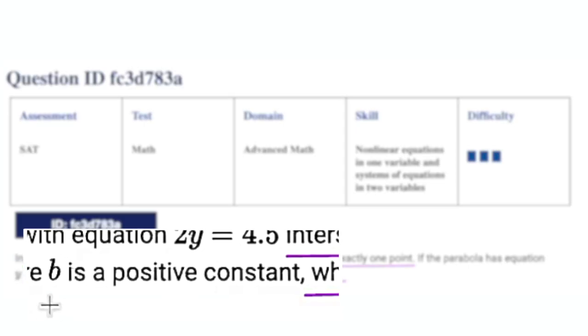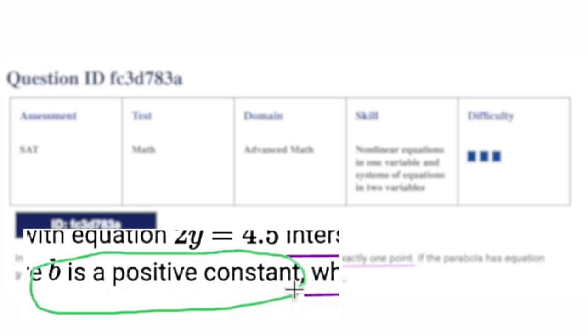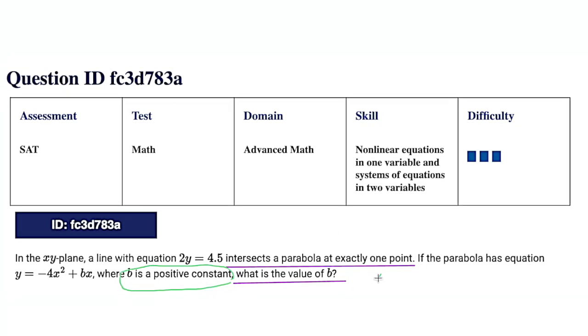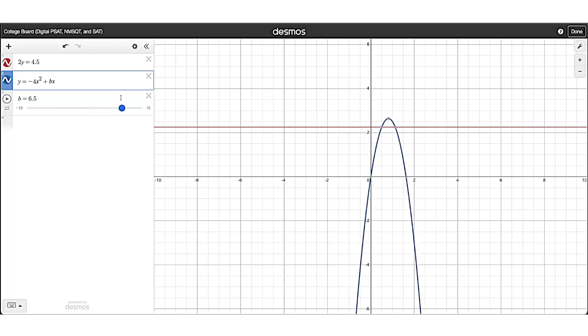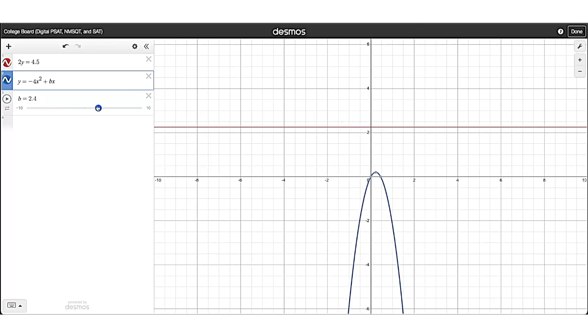There we go. B is a positive constant. So what is the value of b? It is 6. So just remember, whenever you are working with constants, if you are trying to determine that constant, you can pull up one of these sliders and then just slide around until you find what you're looking for.